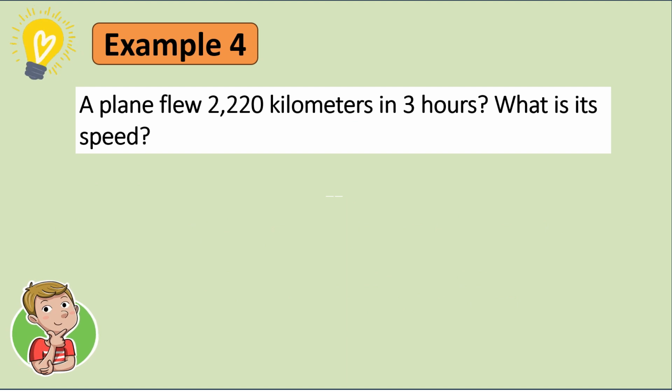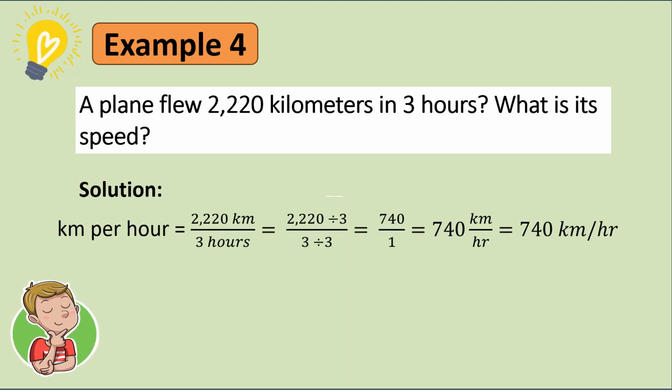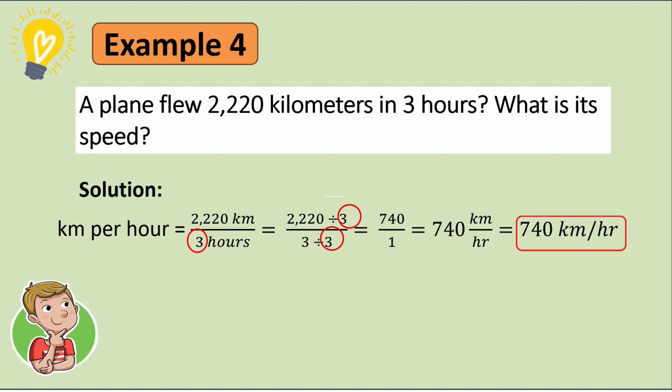Example number 4. A plane flew 2,220 kilometers in 3 hours. What is its speed? Solution. We write again our rate as a fraction, 2,220 kilometers over 3 hours. And since the denominator value is 3, then we divide both the numerator and denominator by 3 to get our unit rate equal to 740 kilometers per hour.